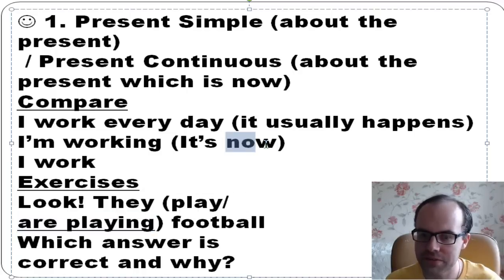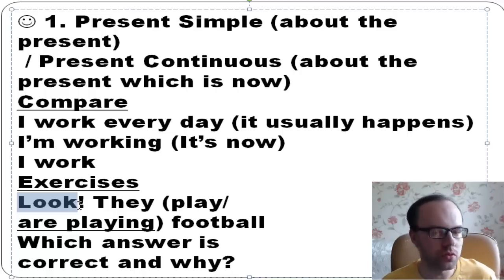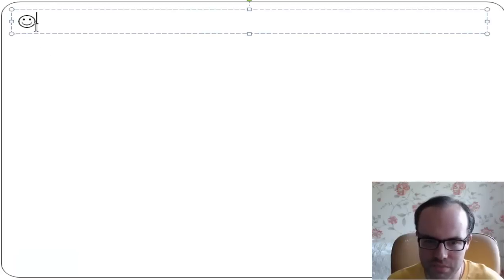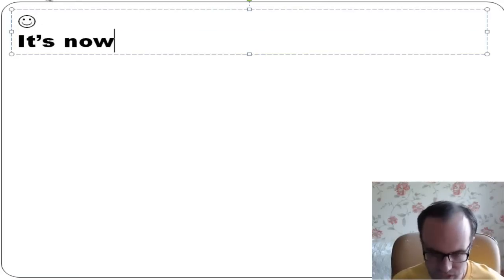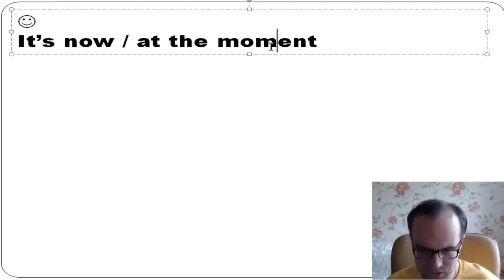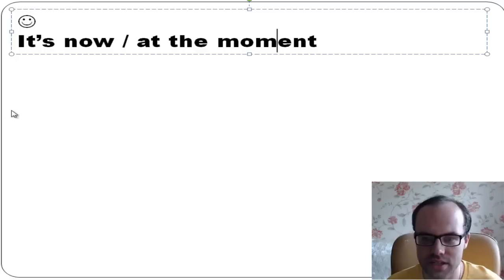You don't have the word now, but the context tells us that it's now, so you are using present continuous. Look, they are playing football. It's now. It's at the moment. So you need to use present continuous.